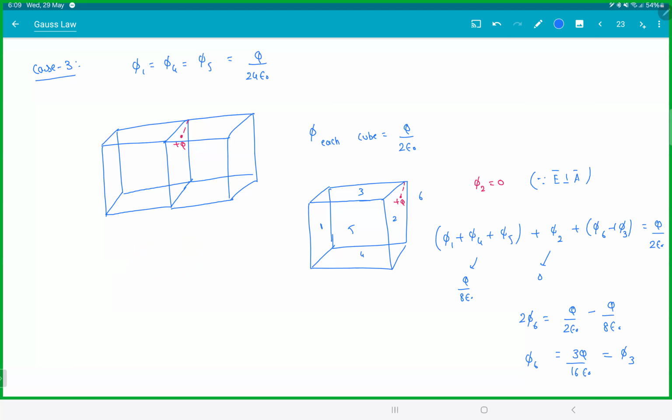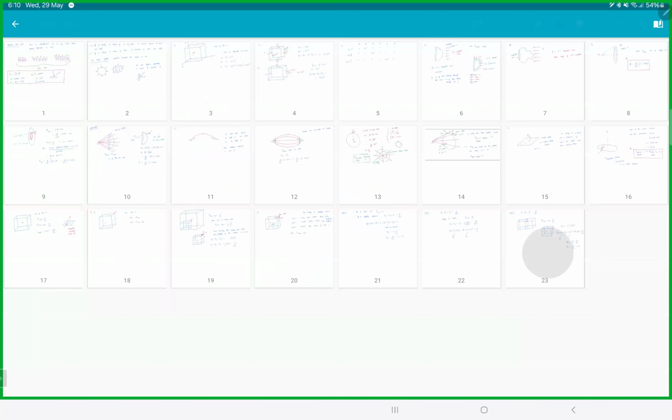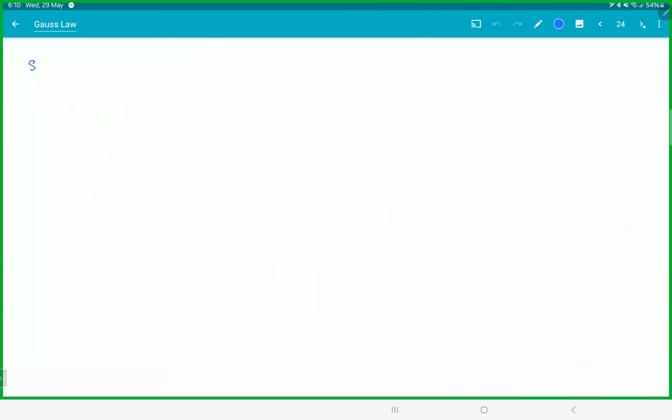Is case 3 clear, everyone? Arjun, got the idea here? Yes, sir. Anyone not clear with this? Please ask me. Next one. So you can play with the cube like this. Next one.